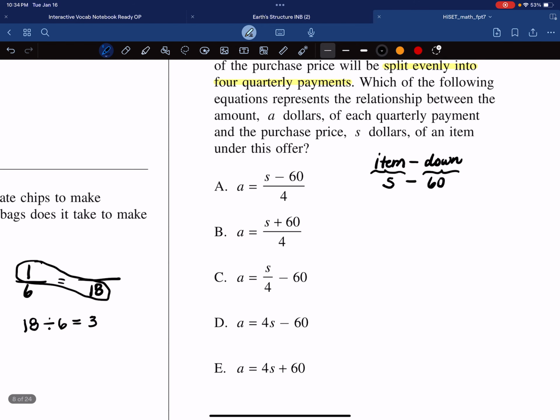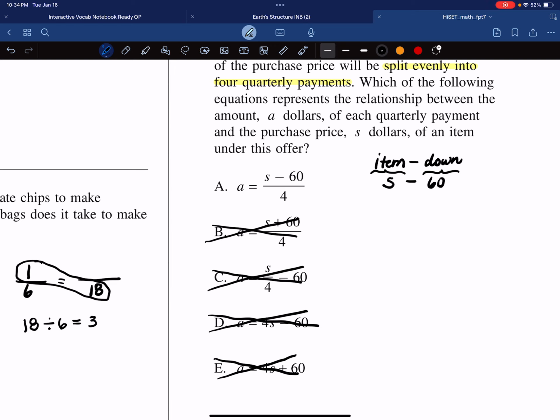I can already eliminate B. I can eliminate C. I can eliminate D. And I can eliminate E because they're not minus 60 from S. Okay? So we know it's A.